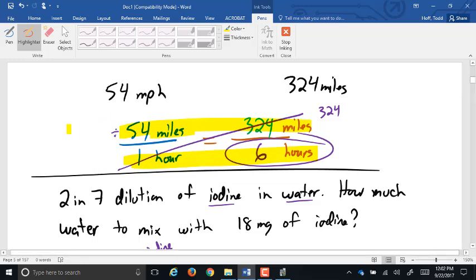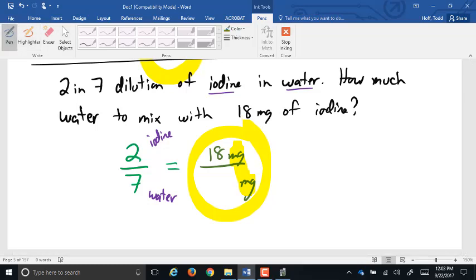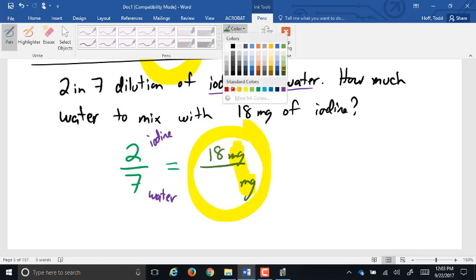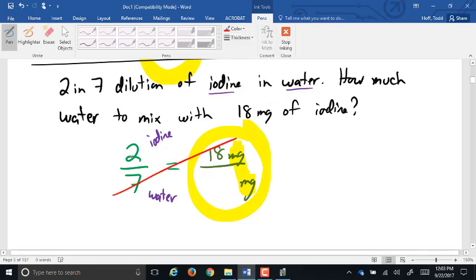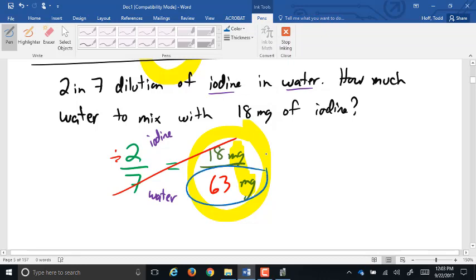In the rates, since the units are already given in the rate, you line them up side to side. In a ratio, since there are no units in the original ratio, the units you get in your second ratio have to be the same. Milligrams to milligrams, milliliters to milliliters, and so on. So to get that number, we cross multiply and divide. How many milligrams is it? 63. So it's going to take 63 milligrams of water.